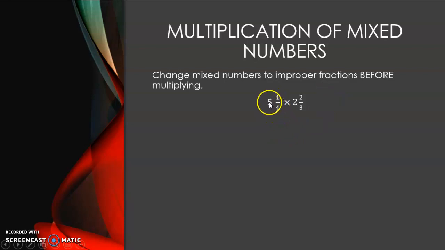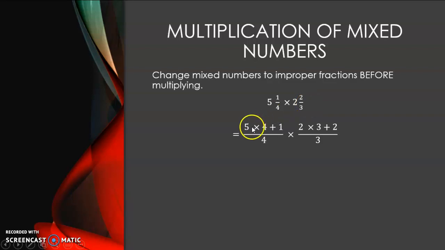How do I do that again? I say 5 times 4, which is my denominator, plus my numerator I already have. I also need to change my second mixed number, and if there was a third or a fourth or how many more, I need to change all of them. So 2 times 3 plus the 2 I already have.